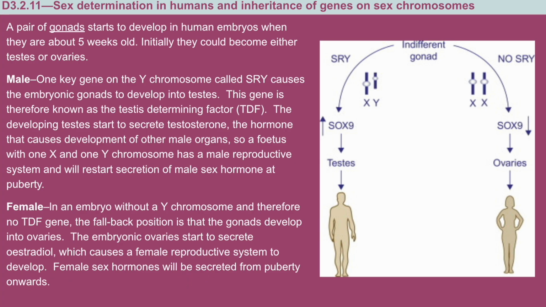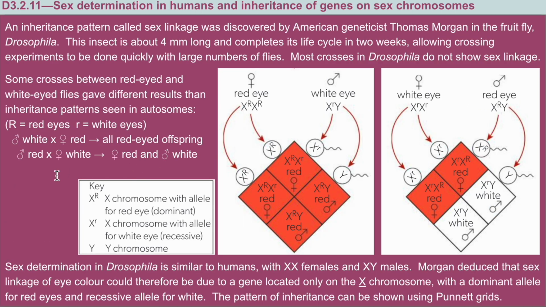becomes female. So we are then going to see a different inheritance pattern for genes that are carried on the X chromosome, and we call this sex linkage. It was investigated in fruit flies. Fruit flies are a great laboratory organism for investigating genetics because their life cycle is only about 2 weeks, and so we're able to very quickly do crosses and look at the results of those crosses and clearly be able to see how different traits are inherited.